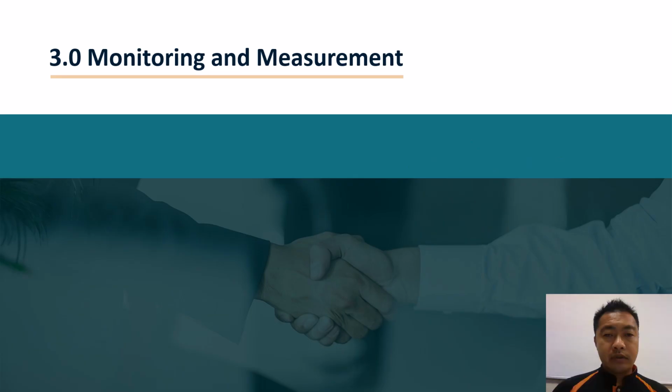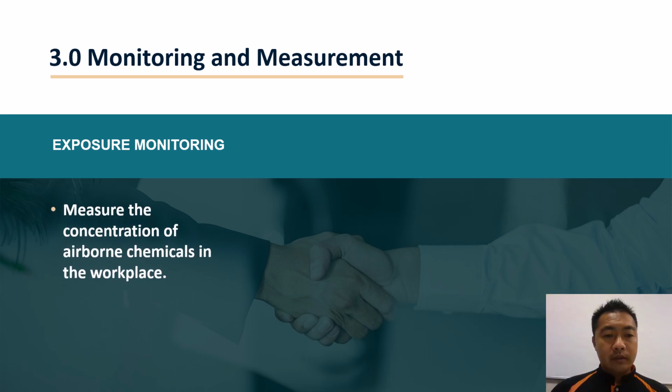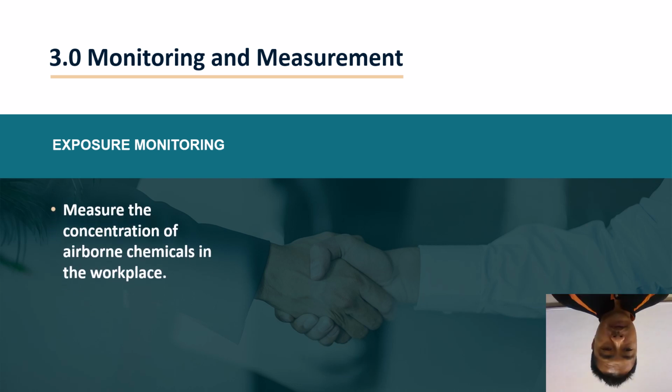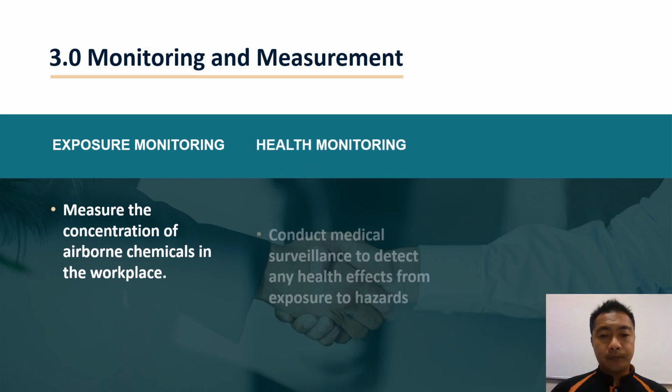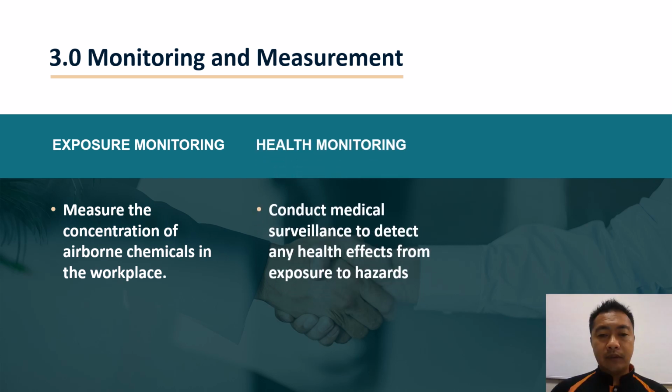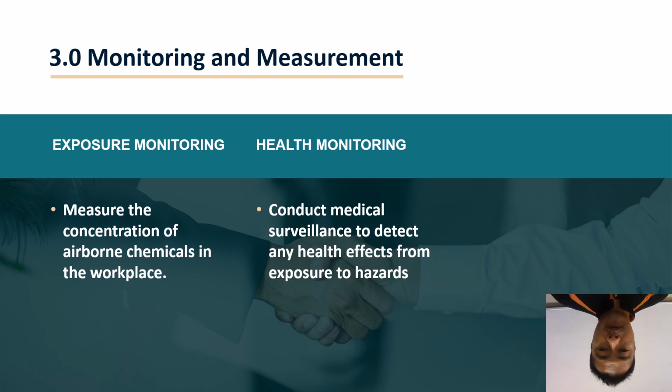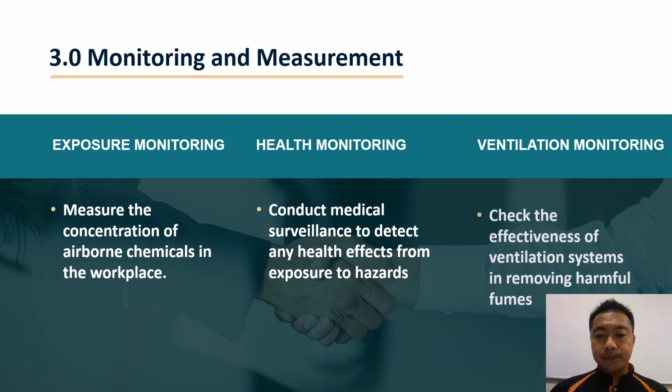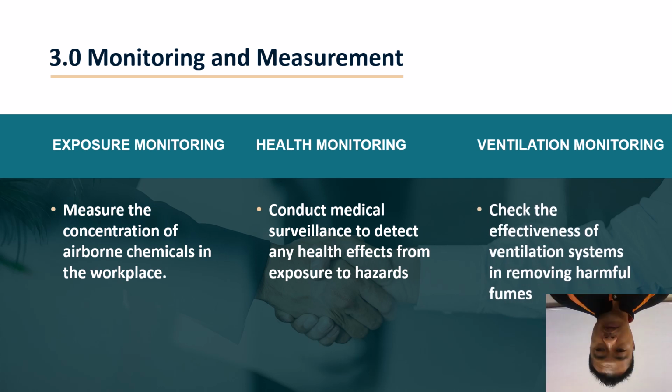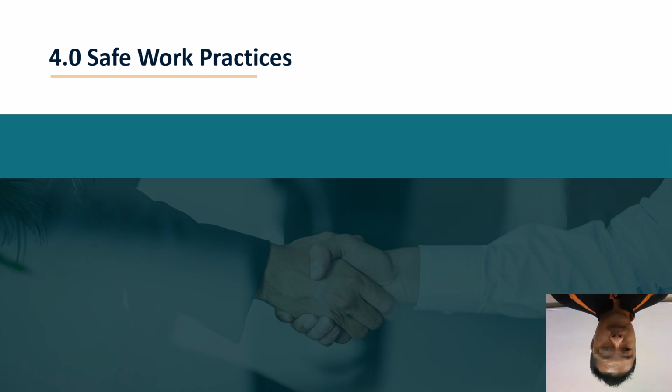3.0 Monitoring and measurement. Exposure monitoring: measure the concentration of airborne chemicals in the workplace. Health monitoring: conduct medical surveillance to detect any health effect from exposure to hazard. Ventilation monitoring: check the effectiveness of the ventilation system in removing harmful fumes.